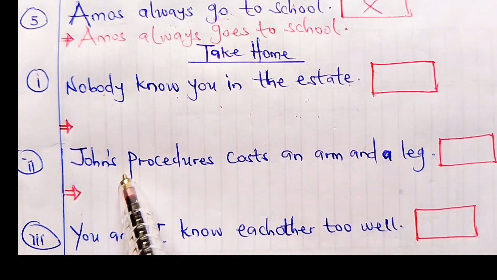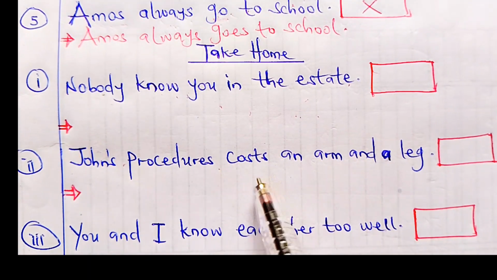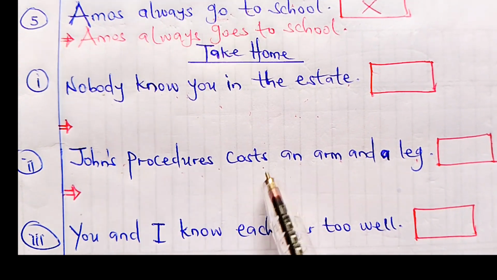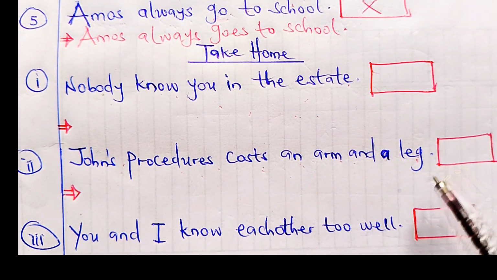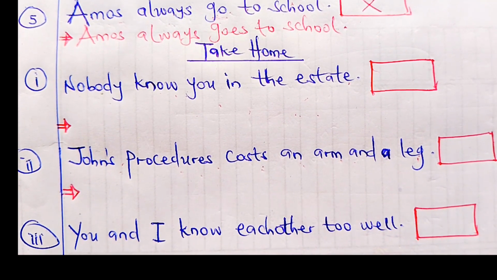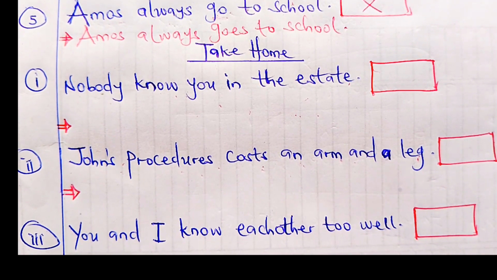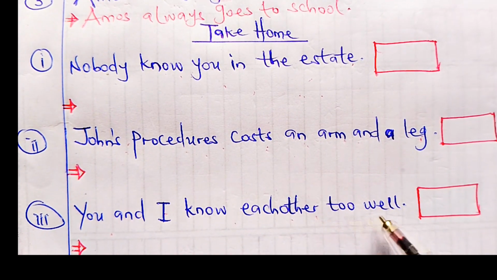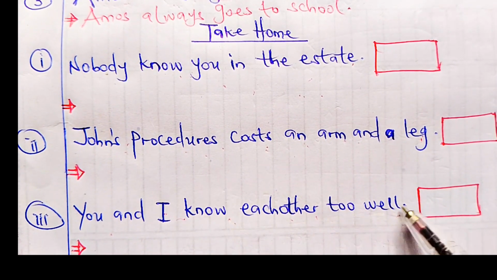So the next we have is: John's procedures costs an arm and a leg. John's procedures costs an arm and a leg. So tell me if they're right or wrong. You just have to tell me if they're right or wrong in the comment section. If they're wrong, comment the right answers, the right way to use them. So the next is: you and I know each other too well. You and I know each other too well.